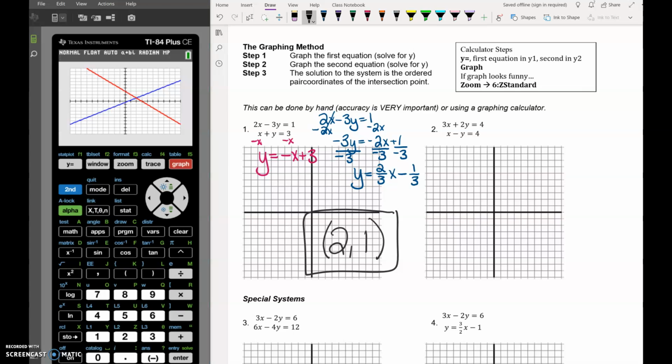A couple of other reminders. I put it here on the notes. If the graph looks funny, try pushing the zoom button and then number 6. That will realign it to negative 10 to 10, negative 10 to 10.